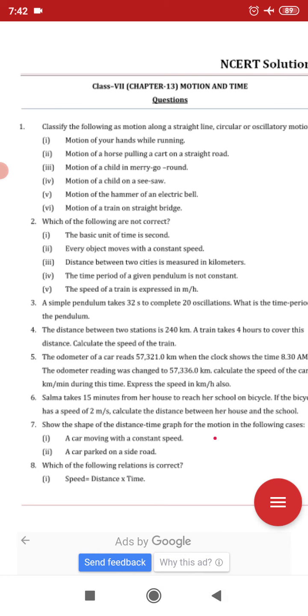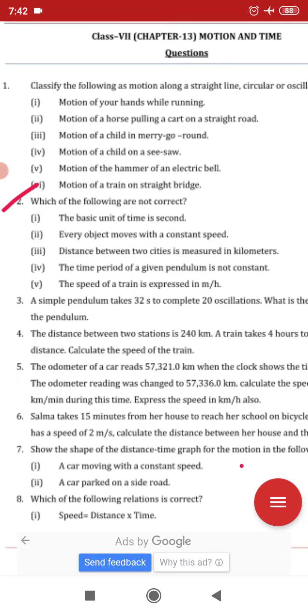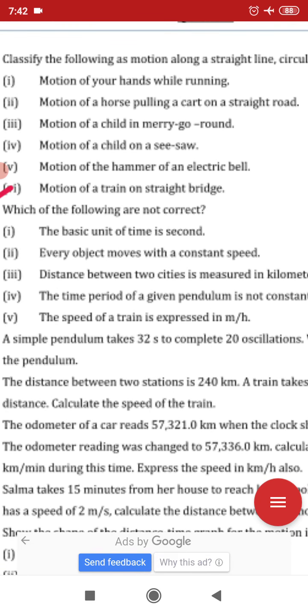Now 2. Which of the following are not correct? So just read the statements. First read the statements and then identify all the statements. Just categorize all the statements into true or false, or you can write correct or incorrect on the right of each statement. The basic unit of time is second. Yes, the basic unit of time is second.